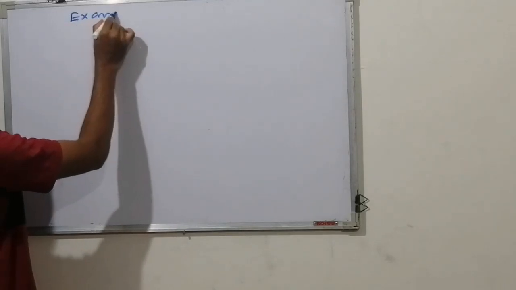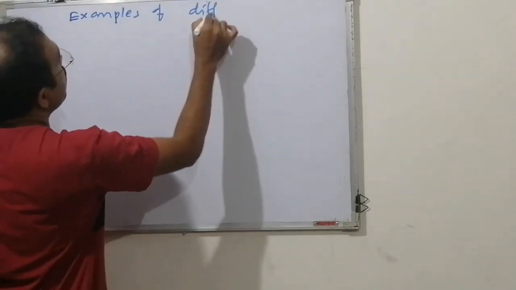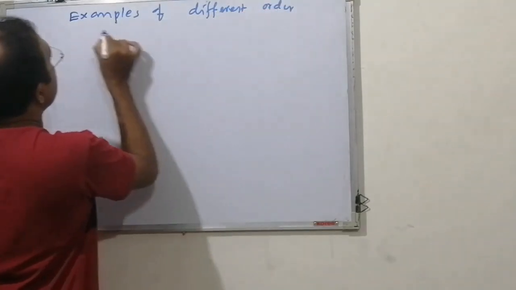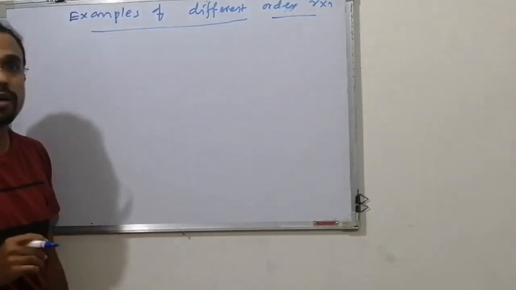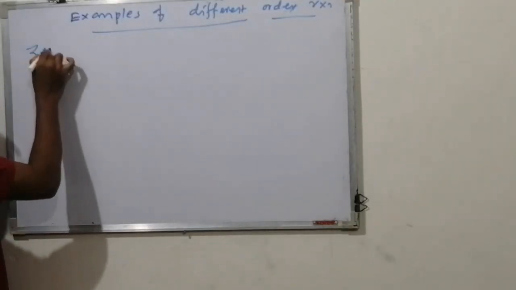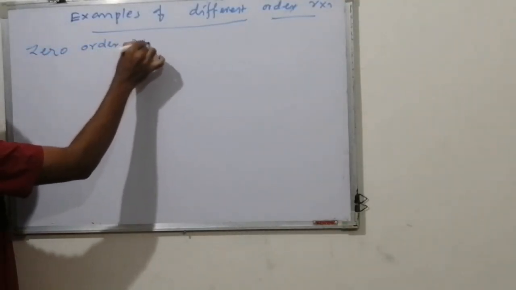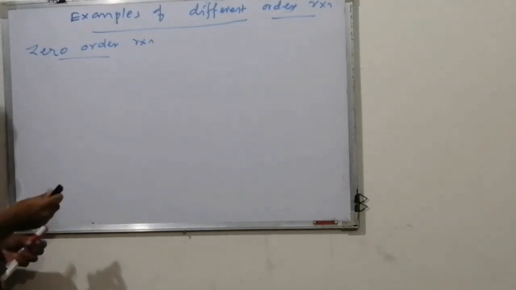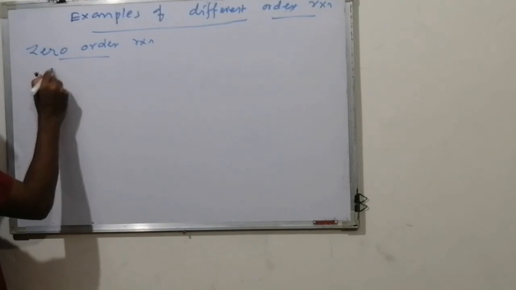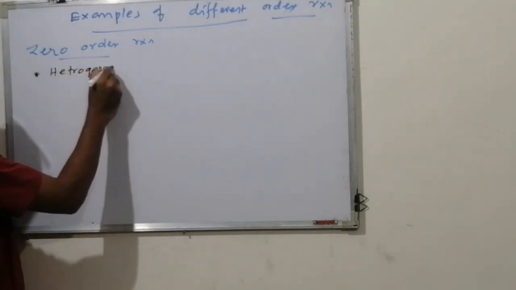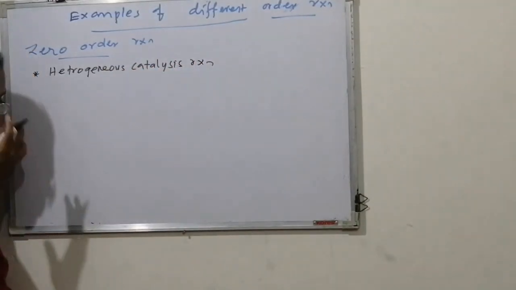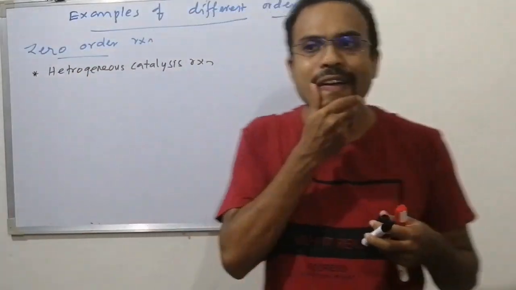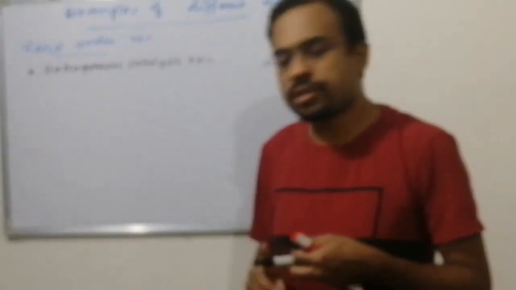Now we can see examples for different orders of reaction. Are you okay, students? First, zero order reaction. Mainly heterogeneous catalysis reactions are zero order. Don't think that all heterogeneous reactions are zero order, but mainly heterogeneous catalysis reactions are zero order.